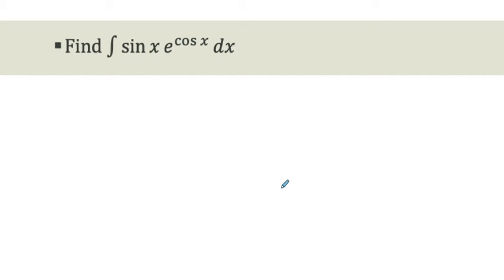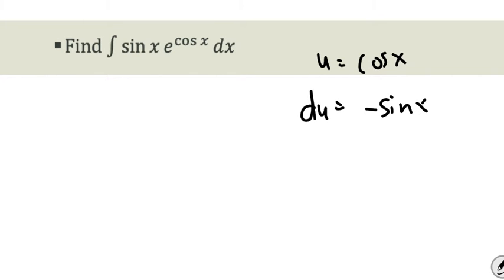Alright, I believe this is the last indefinite integral, and then we will do a couple of definite integrals where we use the fundamental theorem of calculus. So what do we notice the derivative here. So I'm going to say u is equal to cosine x. Oops, I don't want a dx there yet. So take the derivative, so du is equal to negative sine x dx.